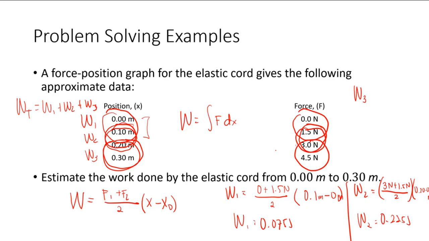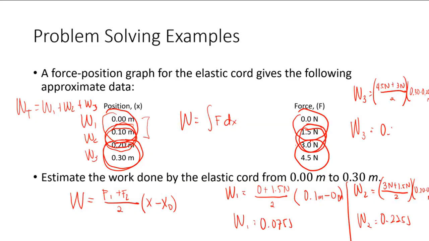And then lastly, for work 3, this will be between 0.2 and 0.3 meters. For 0.2 meters, you have a force of 3 newtons, and for 0.3 meters, you have a force of 4.5 newtons. So this will be equal to 4.5 newtons plus 3 newtons over 2 multiplied by the change in the displacement, 0.30 minus 0.20 meters. So make your units as joules. So what would be the value here? 0.375 joules, sir. Okay, that's correct.